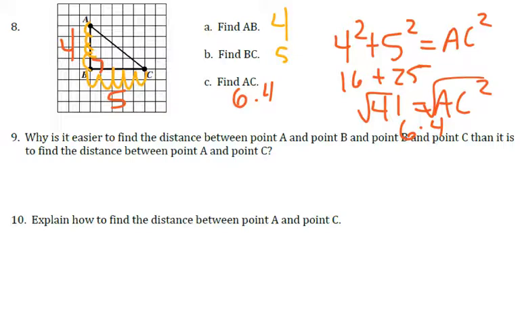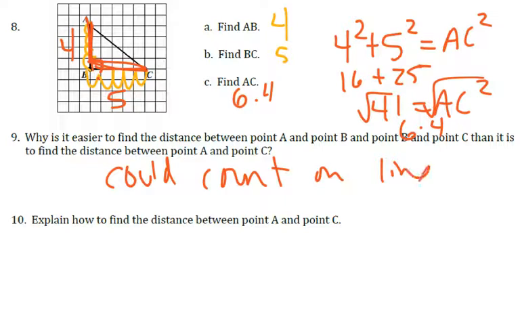So why is it easier to find the distance between point A and B and point B and C than A and C? Because these were on that vertical and horizontal line, so we could count, right? How did we find the distance between point A and C on 10? Well, the Pythagorean Theorem, right?